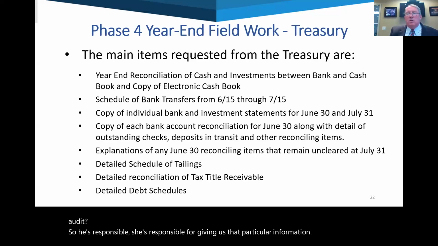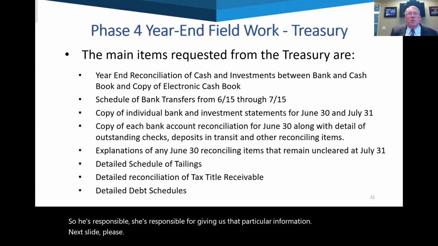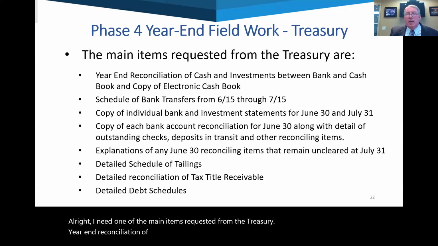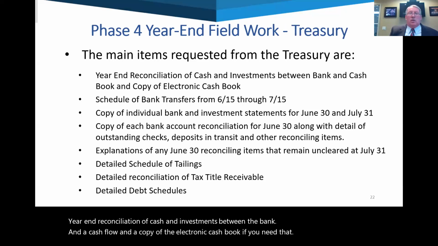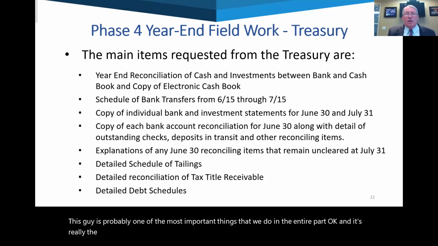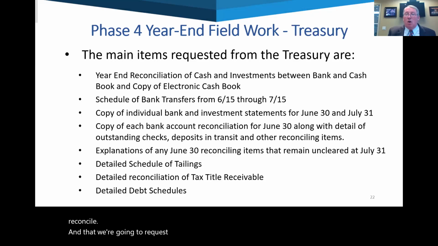Next slide, please, Bill. All right, now one of the important parts, main items requested from the Treasury. Year-end reconciliation of cash and investments between the bank and the cash book, and a copy of the electronic cash book if you need that. This is probably one of the most important things that we do in the entire audit, okay? It's really the most important thing that we look at to make sure that the cash and investments are reconciled, and we're going to request that from you, and we're going to audit the heck out of it, okay?